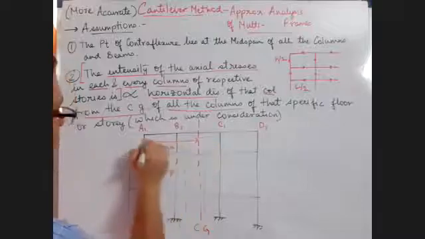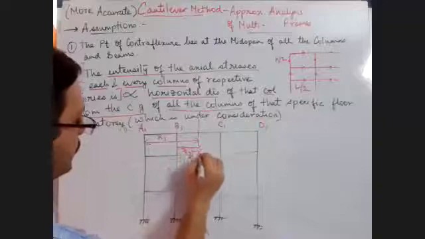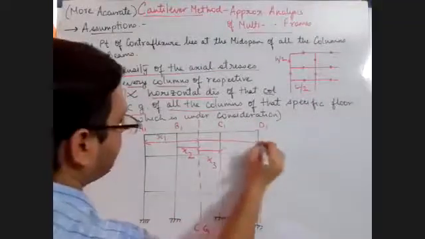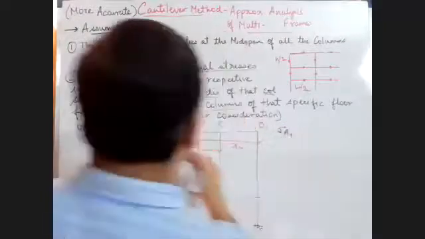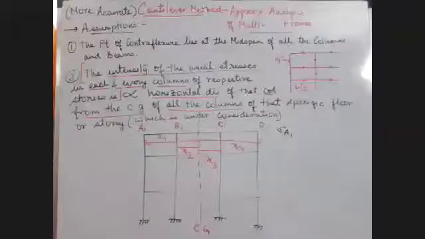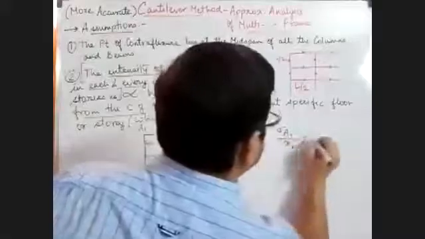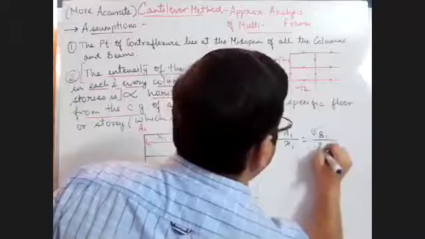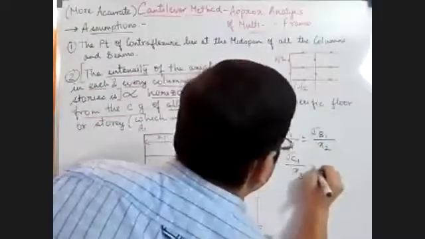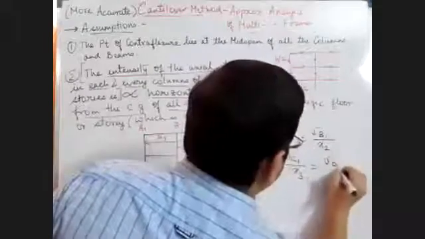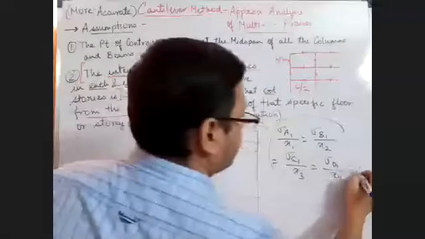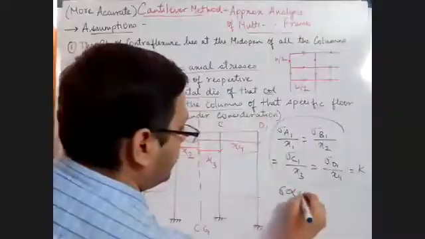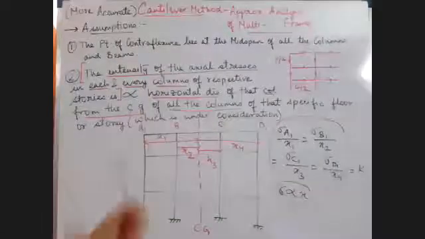Let these distances be X1, X2, X3 and X4. So according to my assumption, the stresses are proportional to their distance: sigma A1 by X1 equals sigma B1 by X2 equals sigma C1 by X3 equals sigma D1 by X4. So the stresses in columns A1, B1, C1 and D1 are proportional to their distance. This is assumption 2.